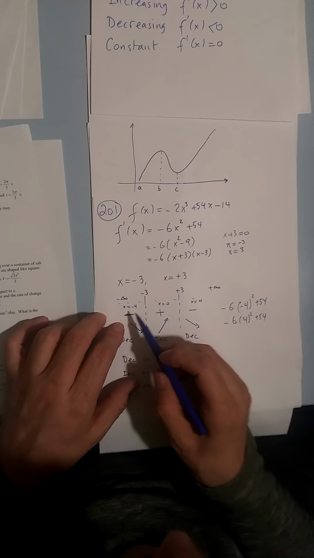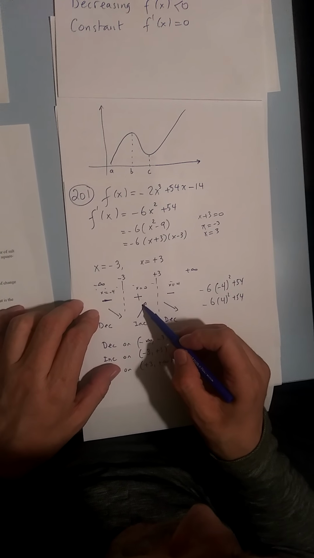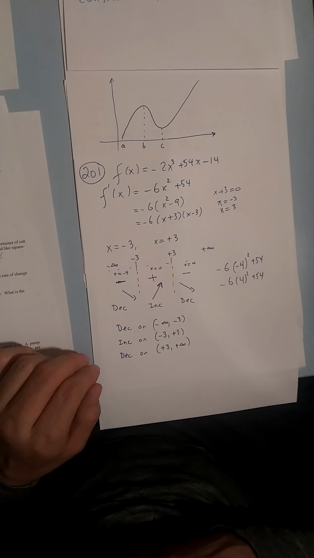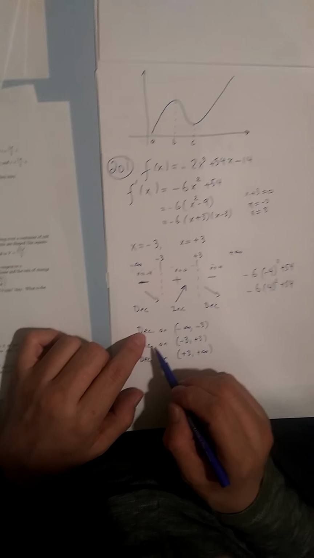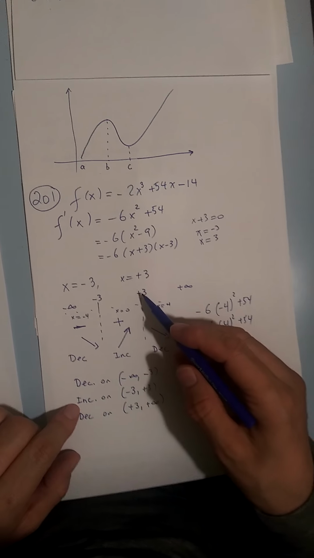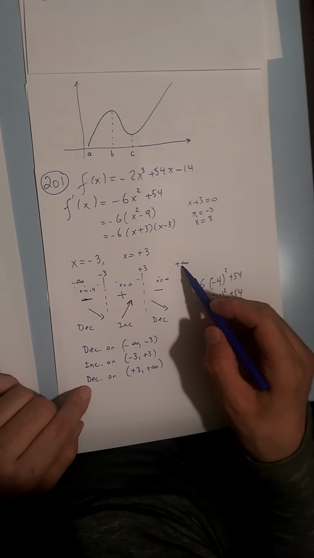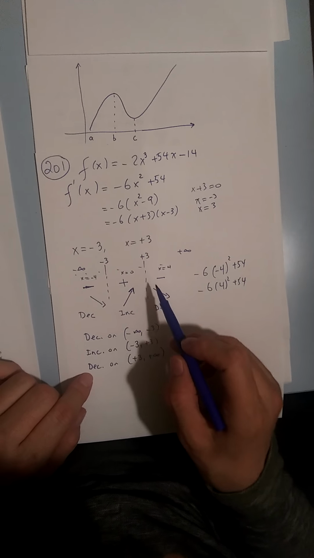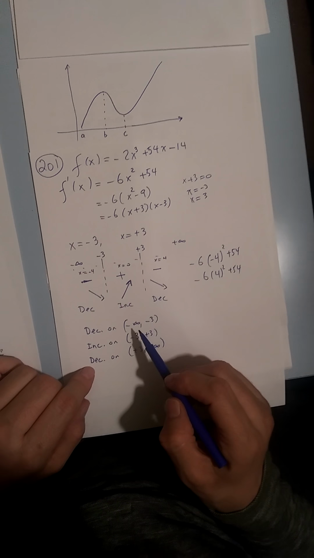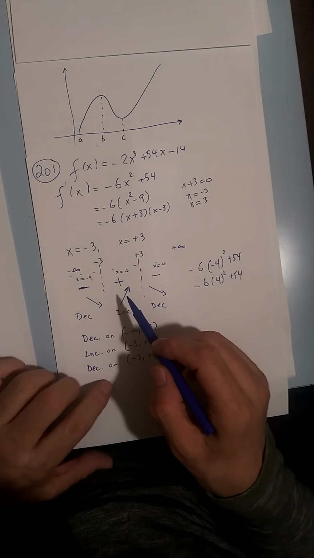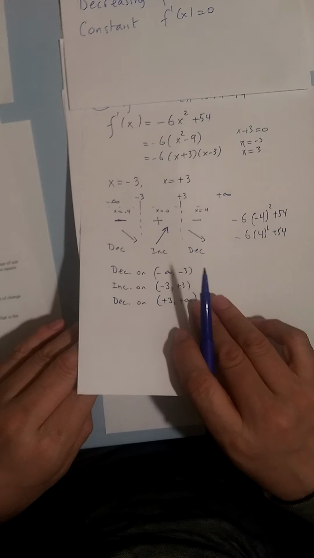Now, where the derivative is negative, the function decreases. Where the derivative is positive, the function increases. So the answer to the question is decreasing on minus infinity to minus 3. Increasing between minus 3 and plus 3. Decreasing between plus 3 and plus infinity. Decreasing, increasing, decreasing. All of these intervals are open, so we must use parentheses, not brackets. And that's how you find the intervals in which a function increases and where a function decreases.